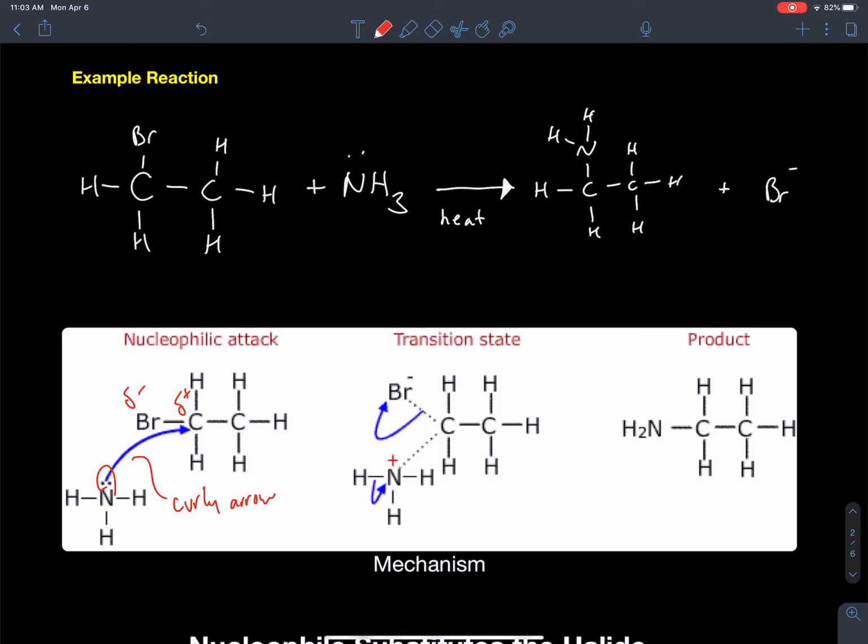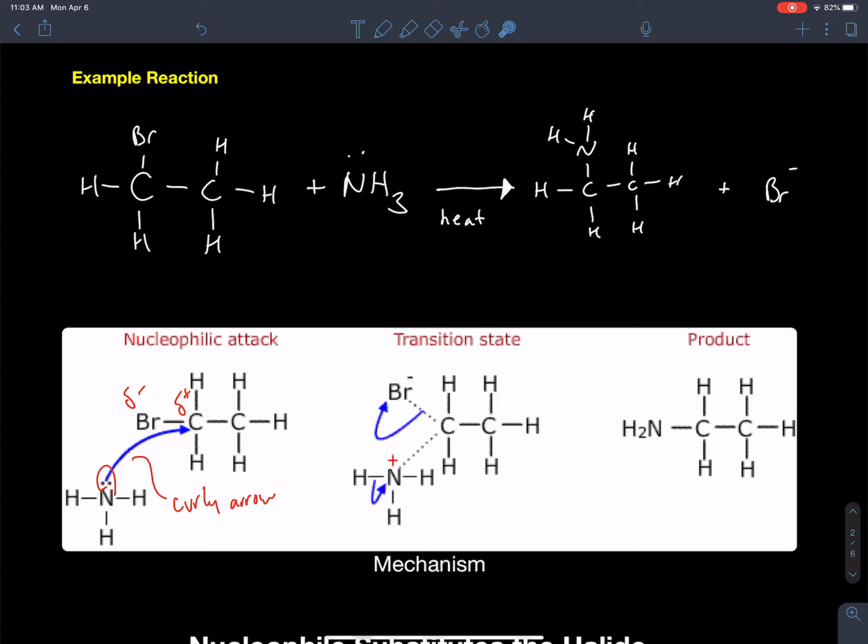It's kind of like a play in basketball or football. Okay, so this lone pair is going to make a play. It's going to attack that carbon because it's partially positive charged. And as it's doing that, when those lone pair of electrons go in there, they're going to start to repel the electrons in bromine, pushing it away.